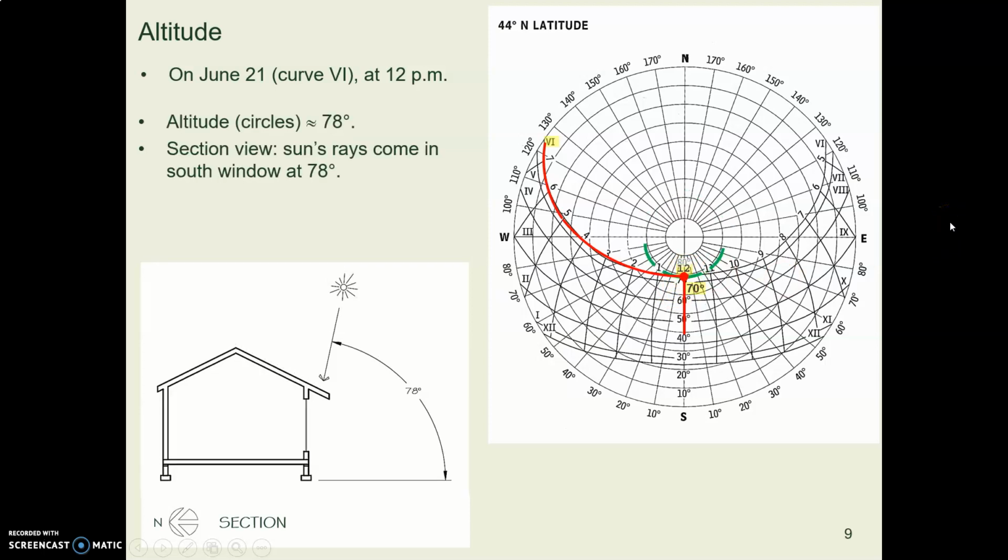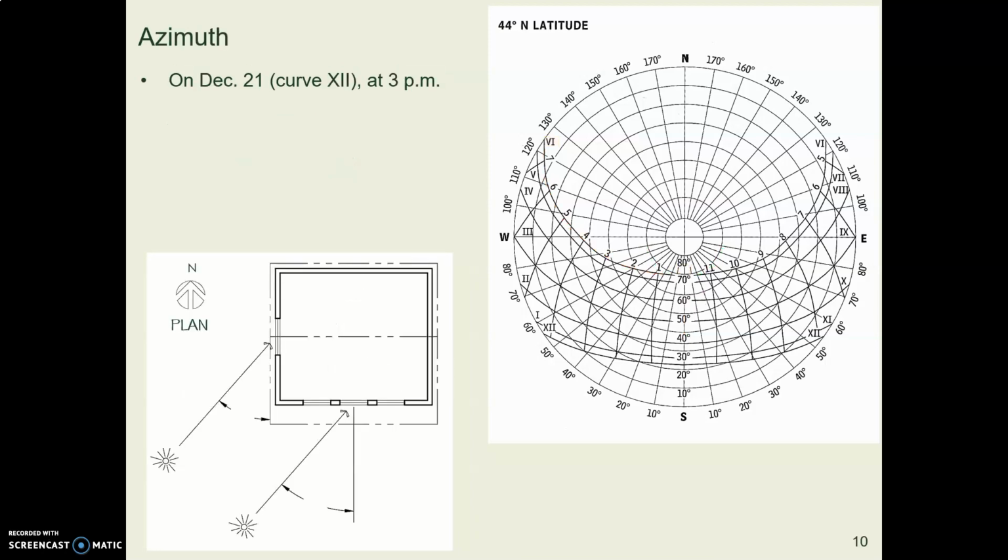Looks like it's about 78. Let's call it 78. So that's how high the sun is in the sky in June. Now let's look down. We're up in the sky, looking down at our house.